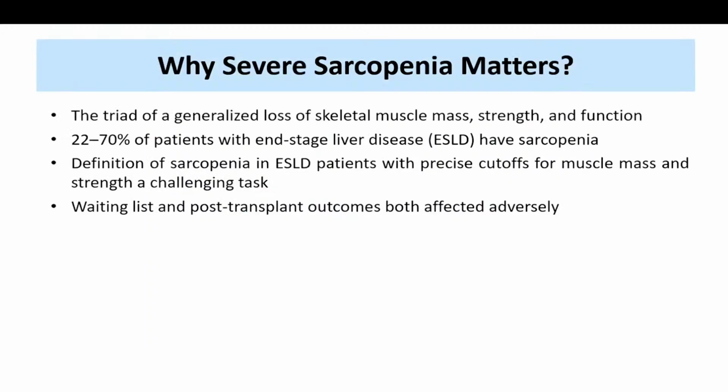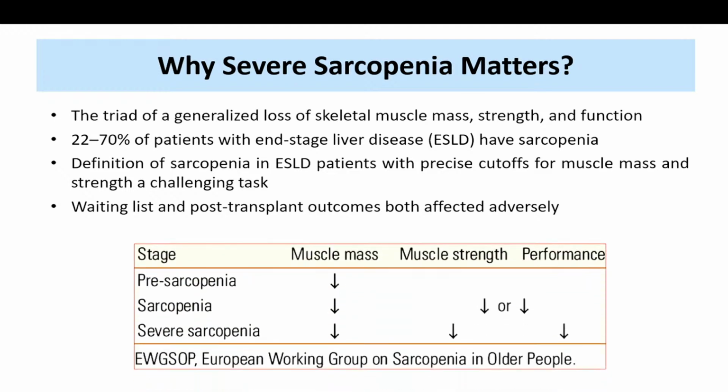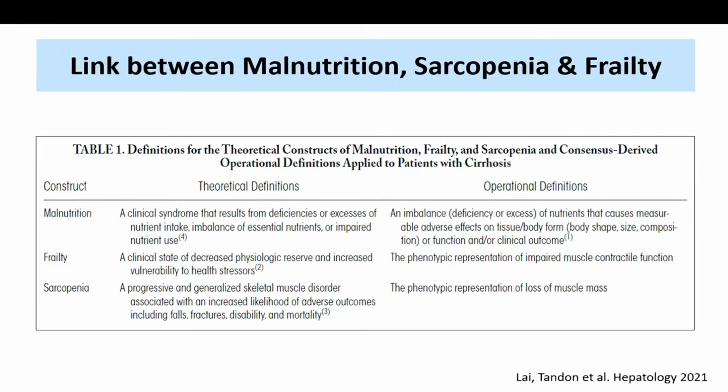Why does severe sarcopenia matter? It is a triad of skeletal muscle mass, strength, and function. About 20 to 70% of patients with end-stage liver disease, as you have heard today, are sarcopenic, and there are precise cutoffs for muscle mass and so on. And on the waiting list, it adversely affects the waiting list as well as post-transplant outcomes. So we are actually looking at this lower line, the severe sarcopenia patients where the muscle mass is very low, muscle strength is very poor, and they have a very poor performance status. To take these patients for liver transplant would really not be the right thing to do.